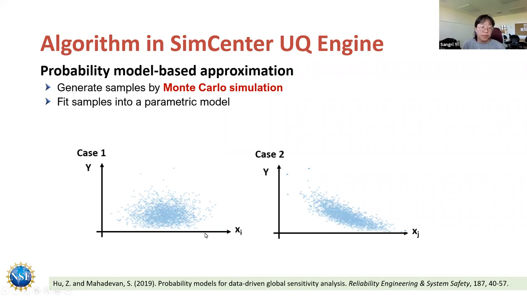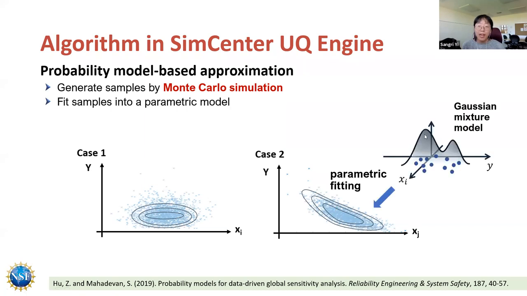And then what they do is fit these samples into a parametric model. But instead of using a conventional regression model, we use a probability density function model. So this contour represents the density of each sample. When they are dense, the function value is high, because that's a probability density function. And for the parametric model, we used a Gaussian mixture model. The details of this method can be found in this paper.